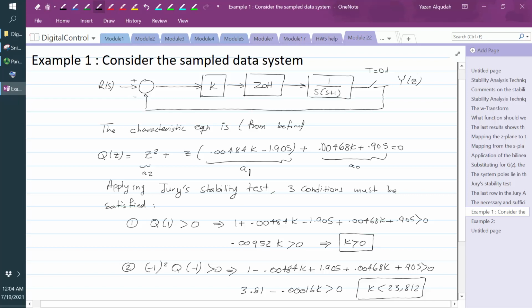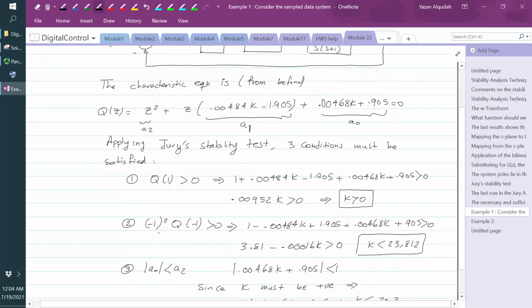If we add the terms together and simplify, we get 0.00952k greater than 0. The 1 and negative 1.9 cancel out. So we just have 0.00952 multiplied by k greater than 0, therefore k greater than 0.